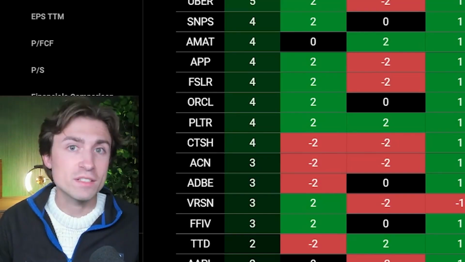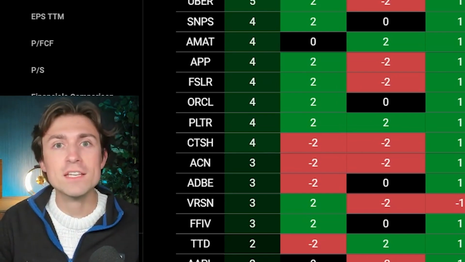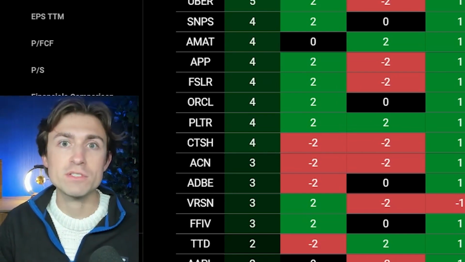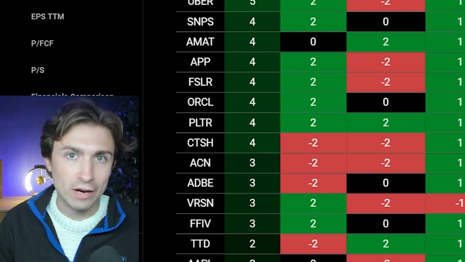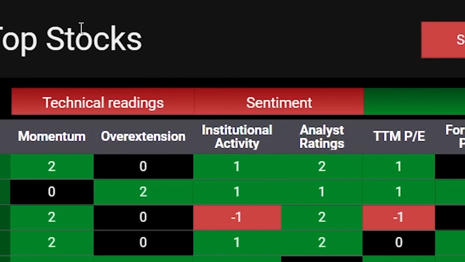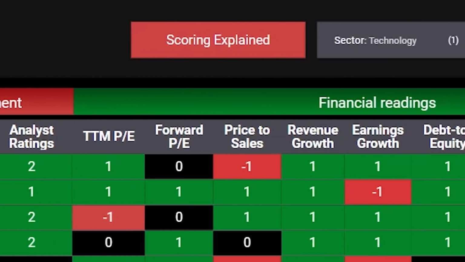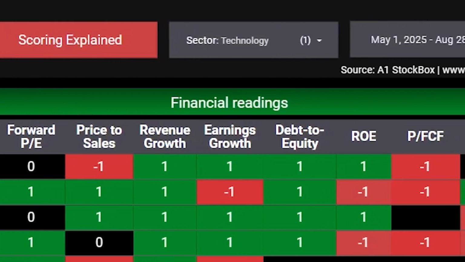In this video, we'll be discussing the top stocks feature within the StockBox. Now, this is the prime piece of real estate when it comes to this tool because it ultimately achieves what we are after with a software like the StockBox, which scans a multitude of different technical, sentiment, and financial readings to generate stock ideas that could have great opportunity to come.